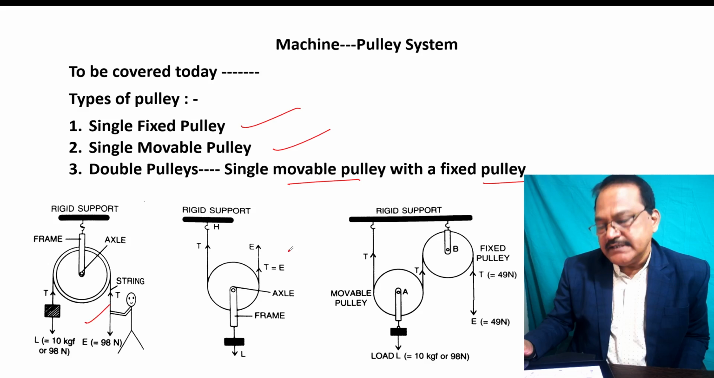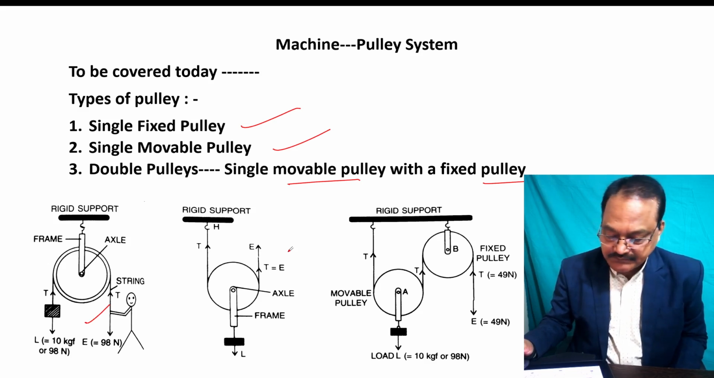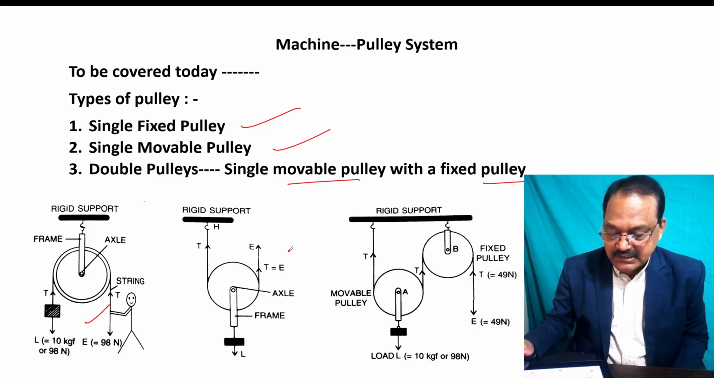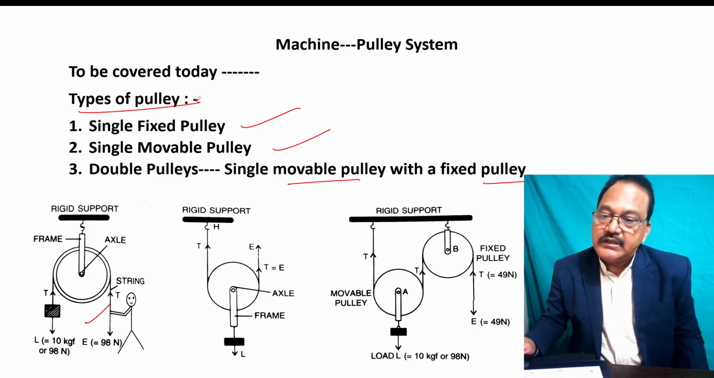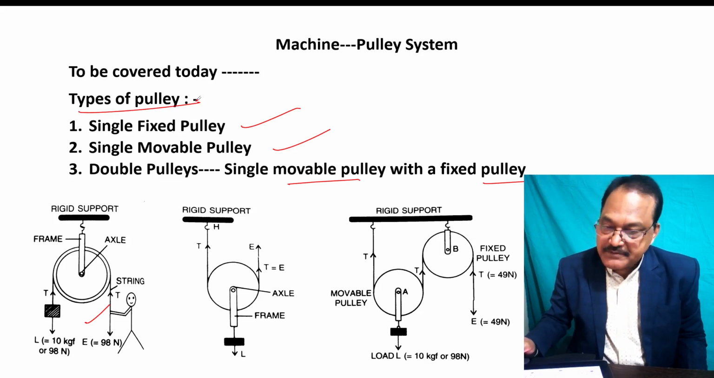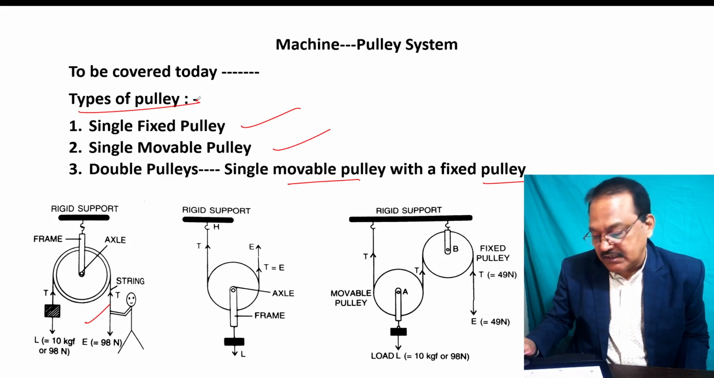Today's topic is Pulley system under the heading machine. And what are we going to cover here today? We will be covering types of pulley, and under this heading we will study about single fixed pulley, single movable pulley, double pulleys, which is also called combination of pulleys, which includes single movable pulley with a fixed pulley.